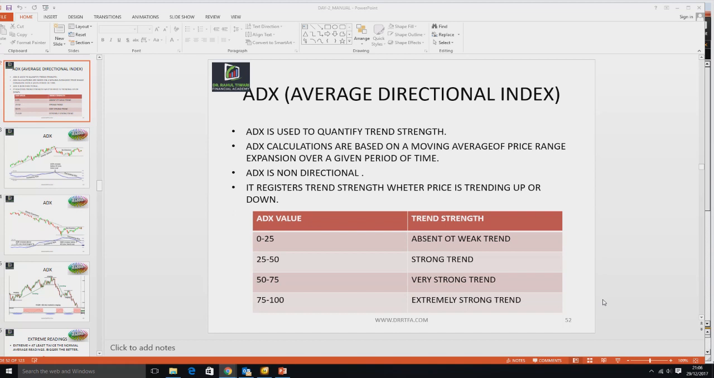Now if the ADX value is from 25 to 50, then there is a very strong trend. If the ADX values are somewhere in between, say 30 to 40, then you have a very strong trend going up or going down, and you can take your trade accordingly. If the ADX values are above 50 to 75, then it's a very strong trend, whether up or down. And if the values of the ADX are above 70, then it's not actually an extremely strong trend. It means ADX values above 60 or 70 indicate an unsustainable trend.